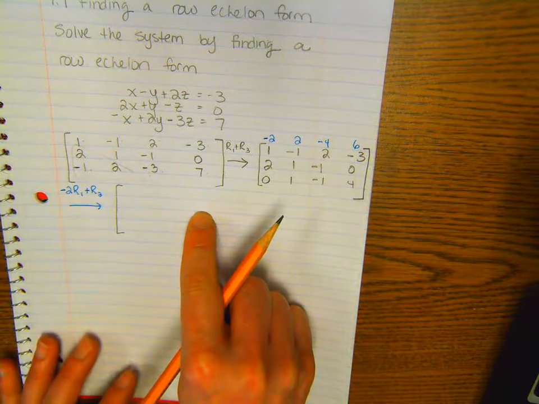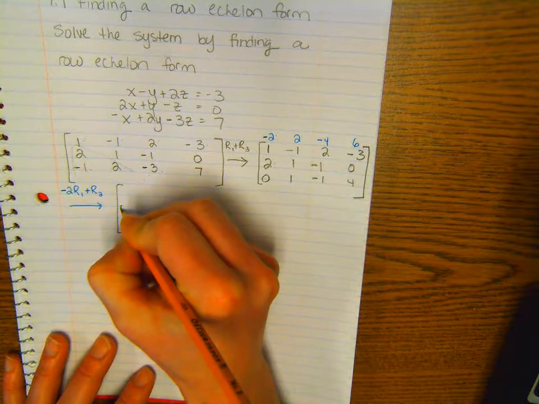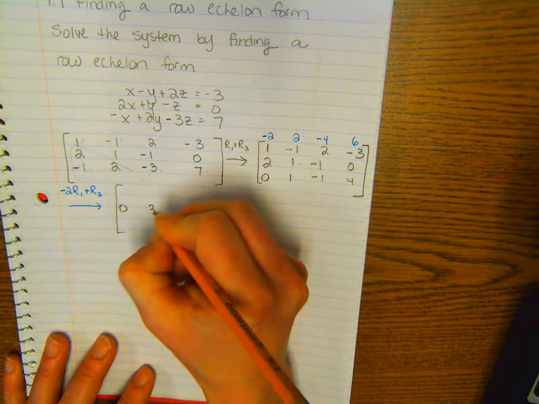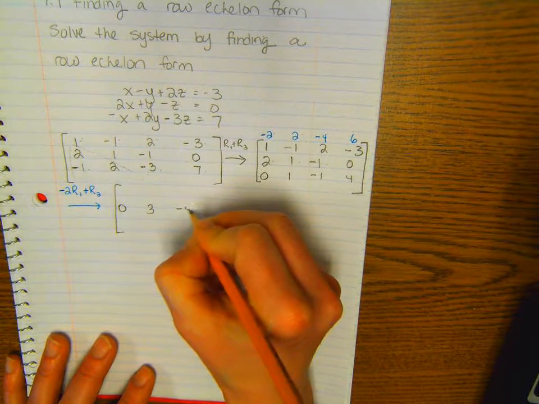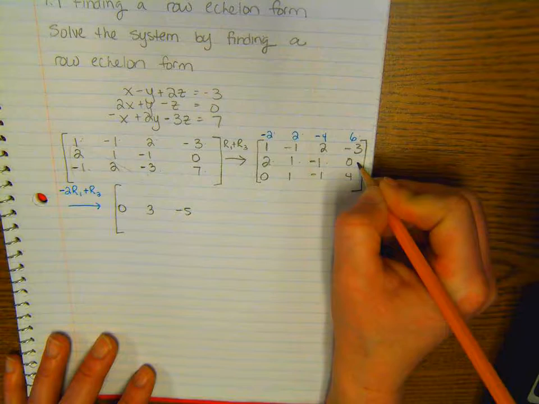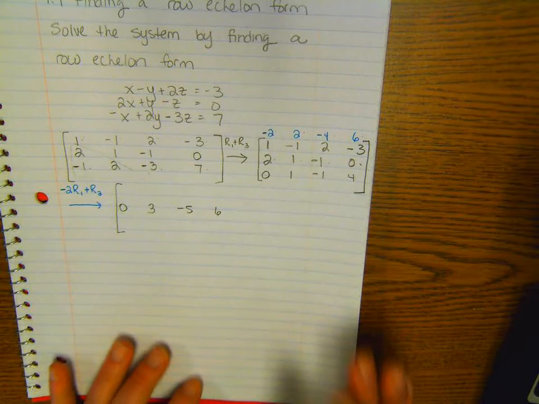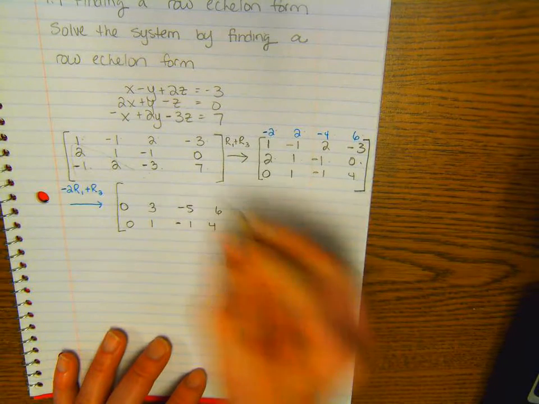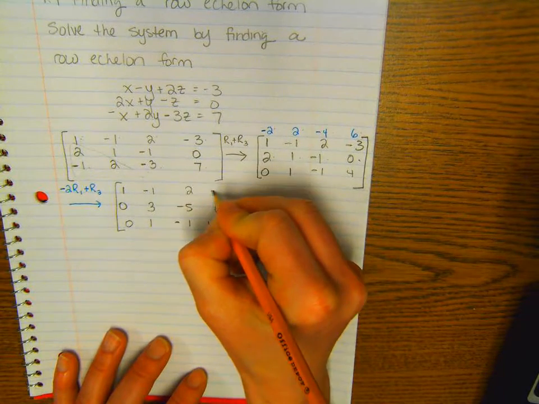So here we go. What's negative 2 plus 2? 0. So I'm going to put a 0 right here. What's 2 plus 1? 3. Negative 4 plus negative 1? Negative 5. 6 plus 0? 6. And once again, I'm going to fill in the matrix with what was there before. So this was 0, 1, negative 1, 4. This was 1, negative 1, 2, negative 3.